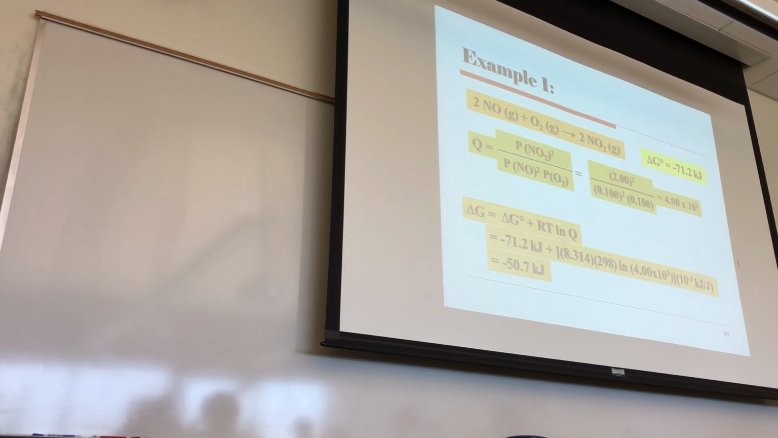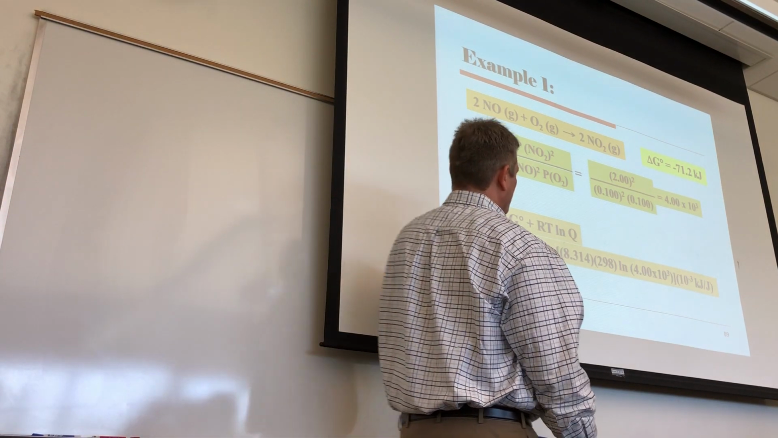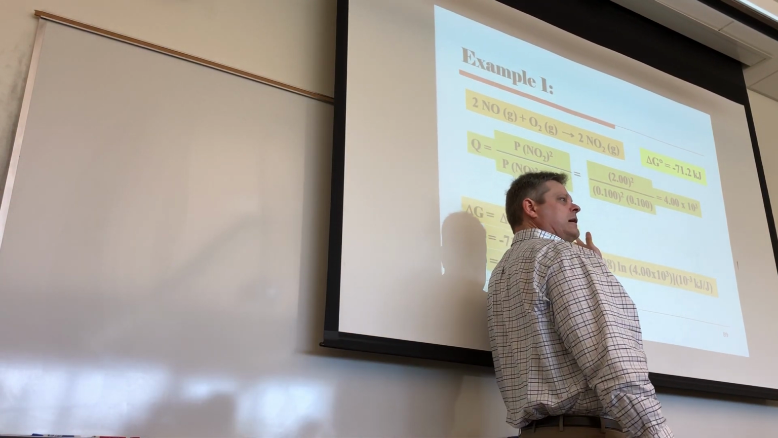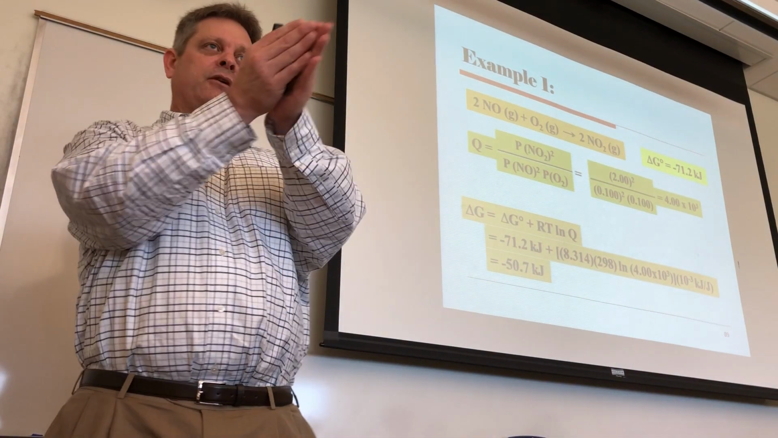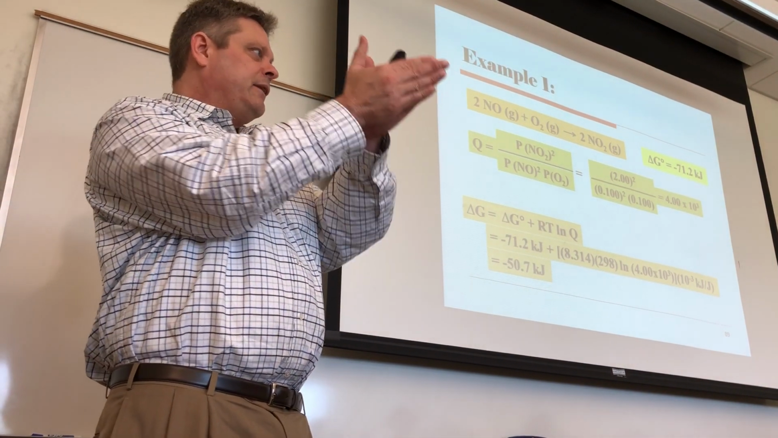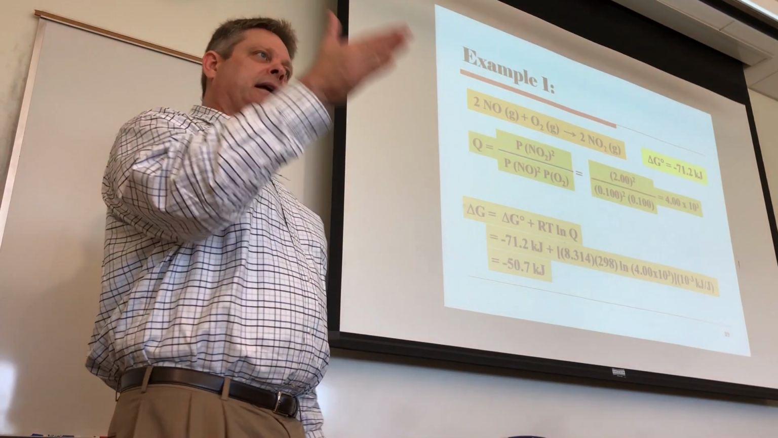when would this thing be non-spontaneous? You would have to set this equal to 0 and then solve for whatever the Q would be. And that would tell you your conditions from that point. But that would be your equilibrium. So anything past that would be non-spontaneous.